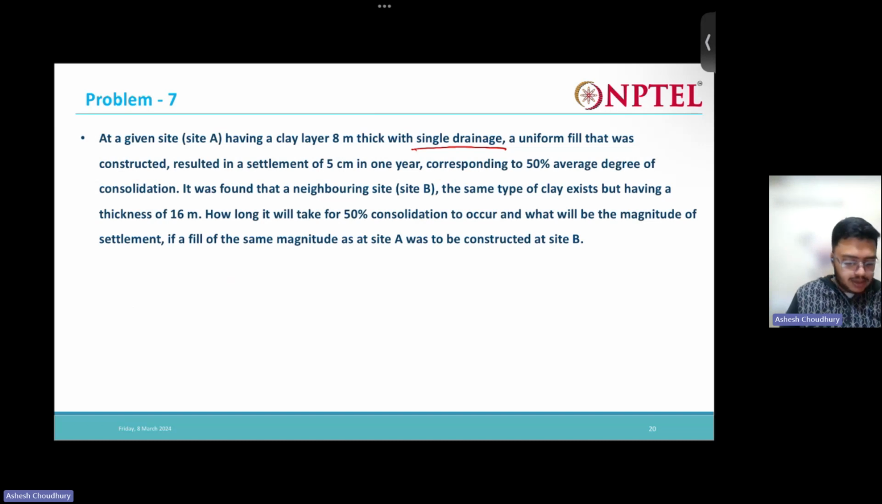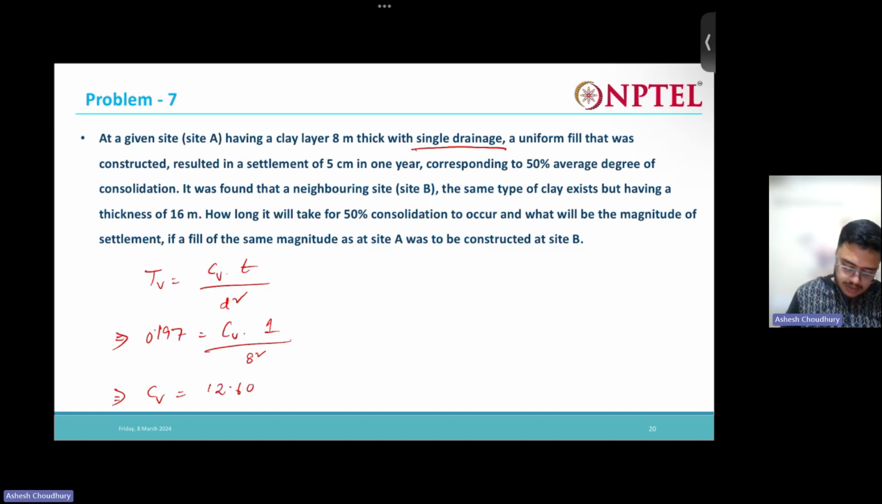Okay, so let us see. So what is T for 50%? It's 0.197. CV I don't know. T is 1 year, and single drainage, right? So 8 square. So CV from here I will get as 12.608 meter square per year. Okay.